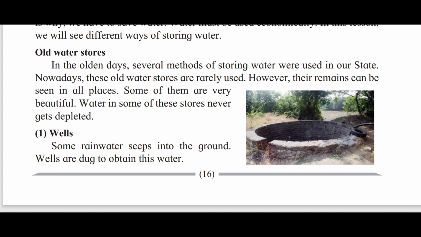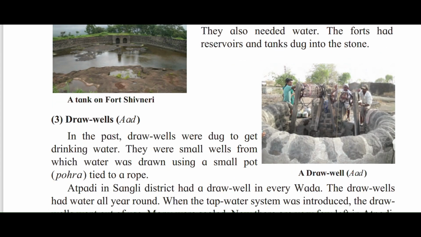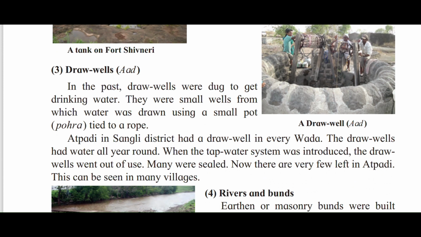Page number 17. The second one is the water tanks in forts. People lived on the hill forts in the past. They also needed water. The forts had reservoirs and tanks dug into the stone. The third one is the draw wells, which are called ad. In the past, draw wells were dug to get drinking water. They were small wells from which water was drawn using a small pot, pohra, tied to a rope.